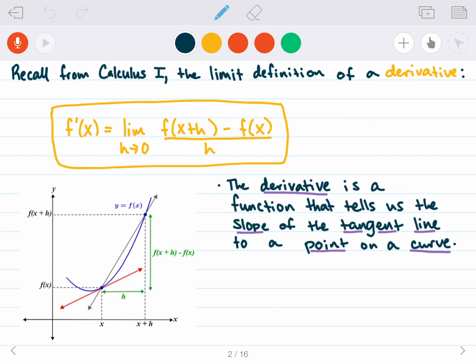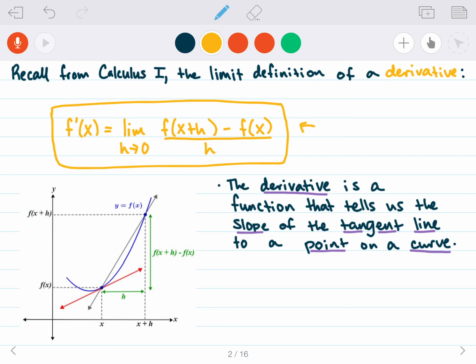In the very beginning of Calculus 1, we talked about limits, and specifically we talked about the limit definition of a derivative, right? And so this right here was our limit definition of a derivative. So f prime of x is what we call the derivative. And, in more familiar terminology, the derivative is just a function that tells us the slope of the tangent line to a point on the curve.